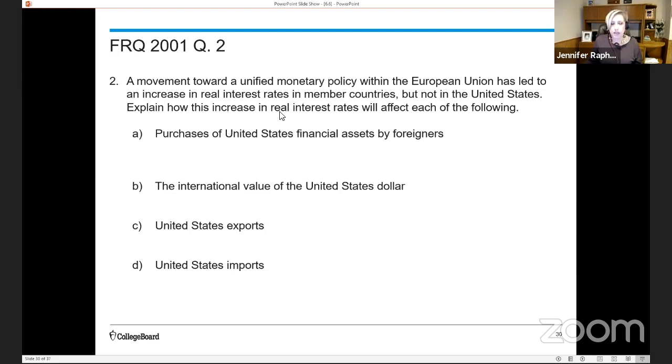So explain how the increase in real interest rates will affect each of these four things. So let's start with the purchase of U.S. financial assets by foreigners. Can you reason through this?